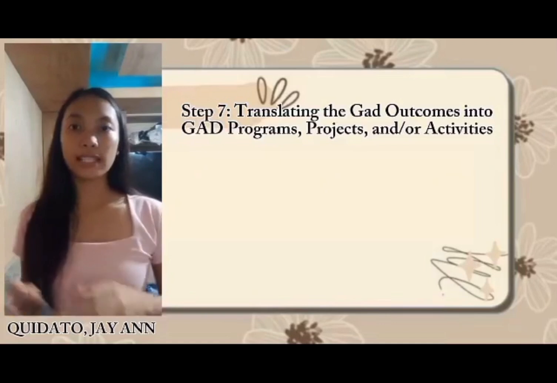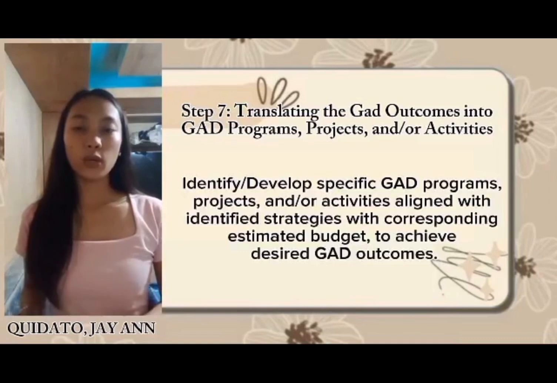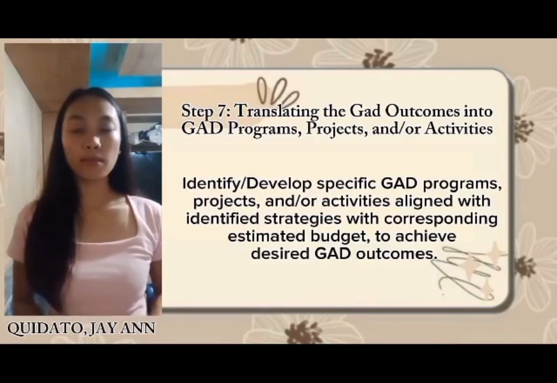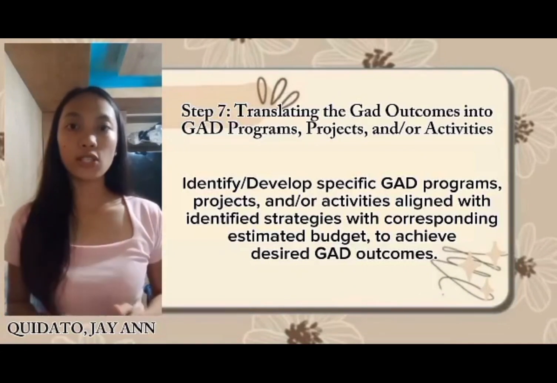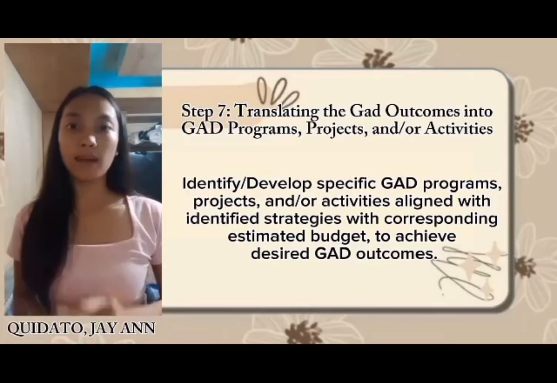Step 7. Translating the GAD outcomes into GAD programs, projects, and or activities. So, identify or develop specific GAD programs, projects, and or activities aligned with identified strategies with corresponding estimated budget to achieve the desired GAD outcomes.